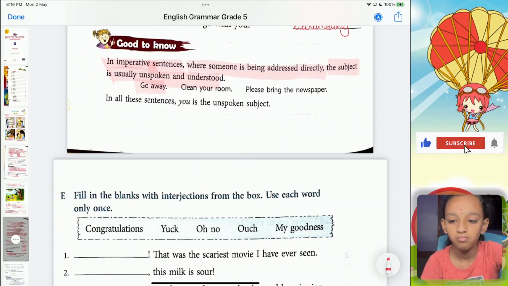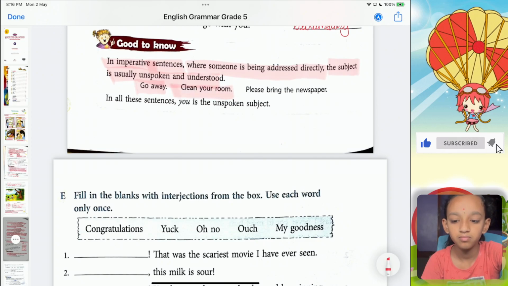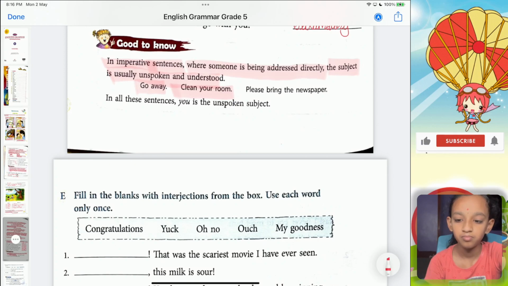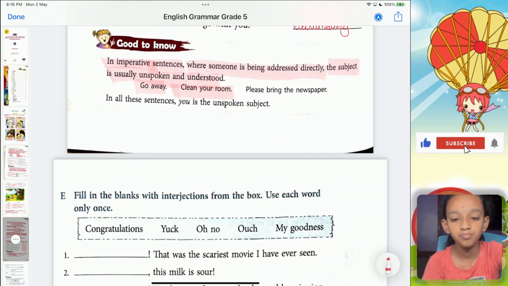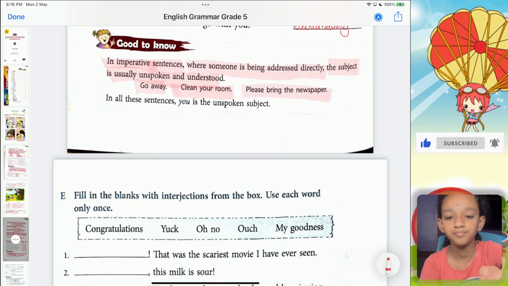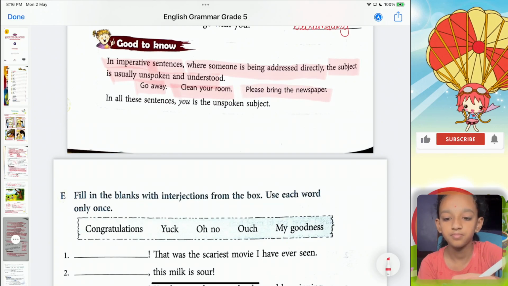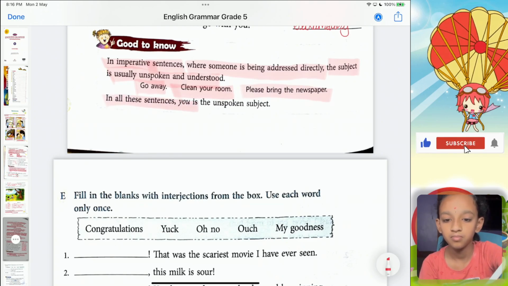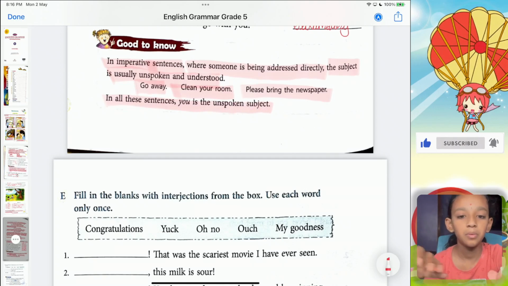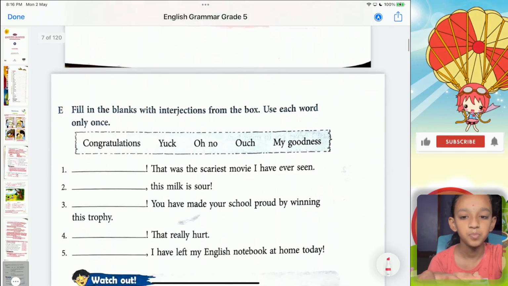Clean your room. Again, I'm not saying you clean your room. I may simply say clean your room. Please bring the newspaper, right? So here the subject is unspoken and understood. In all these sentences, you is the unspoken subject, right? So this is a good to know thing.